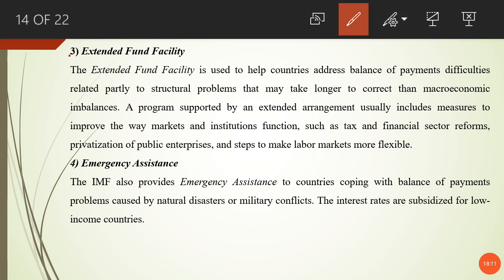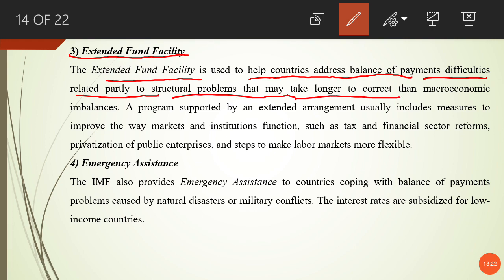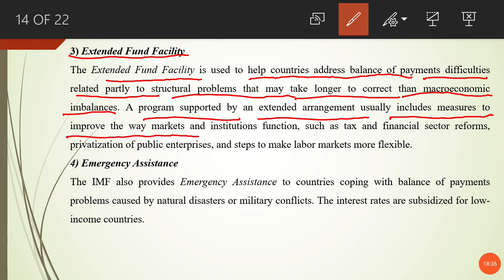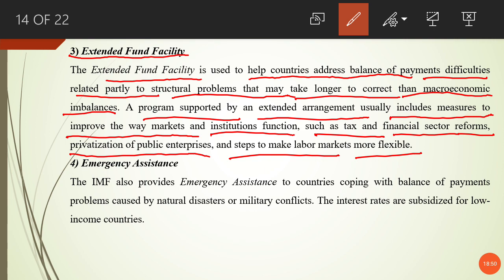3. Extended fund facility. The extended fund facility is used to help countries address balance of payments difficulties related partly to structural problems that may take longer to correct than macroeconomic imbalances. A program supported by an extended arrangement usually includes measures to improve the way markets and institutions function, such as tax and financial sector reforms, privatization of public enterprises, and steps to make labor markets more flexible.